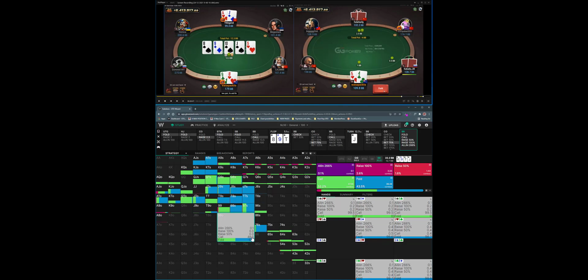Well, he didn't bet, and he shouldn't have bet. So yeah, that seems to have been played reasonably okay by both players, in my opinion. Okay, so that's the GTO Wizard in action.